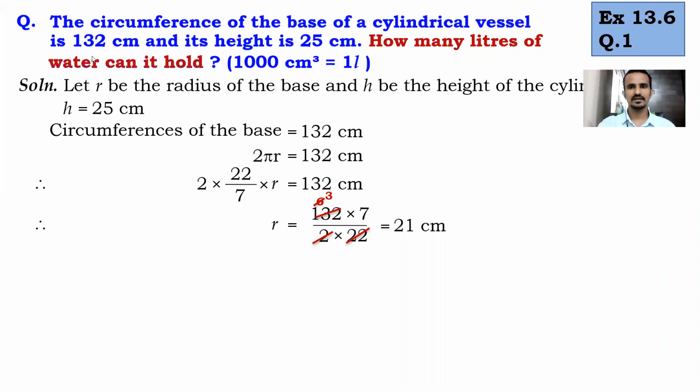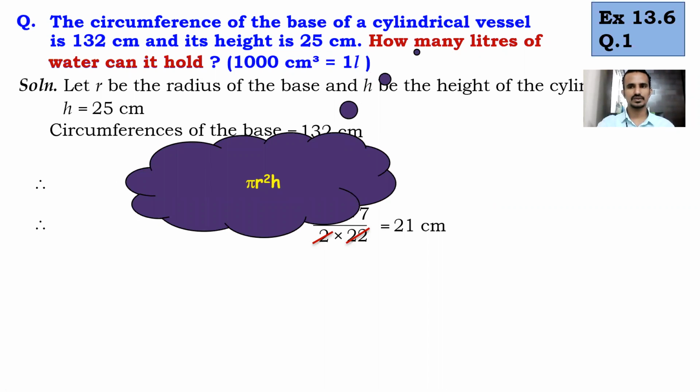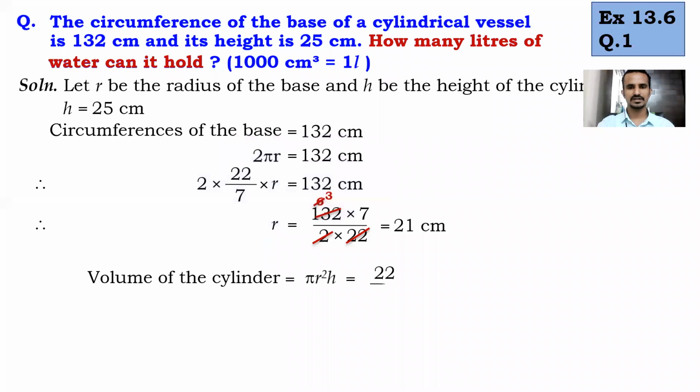Now once we get the radius, we have to find how many liters of water it can hold. Whenever we say how many liters it can hold, we are talking about capacity, and capacity means the volume. So we have to find the volume of the cylinder now. Remember the formula for volume of cylinder? Volume of cylinder is pi r square h. That means 22 upon 7 multiplied by 21 square, that is 21 into 21, multiplied by the height, which is 25.